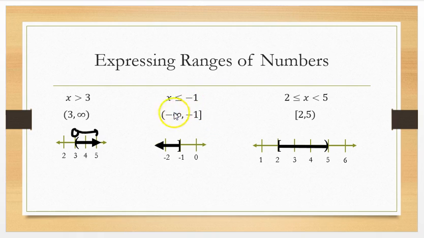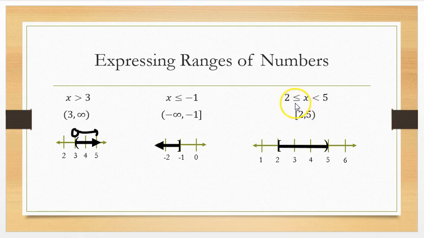Now you'll notice that the infinity symbols will always have parentheses. That's a rule, and it's important for you guys to know. You should add it into your notes. You always use parentheses for the infinity symbols, whether it's positive infinity, which means going up forever, or negative infinity, which means going down forever. Never put a bracket on those.